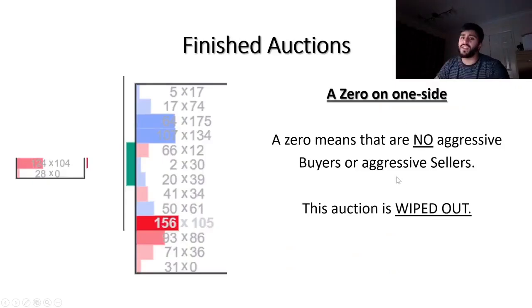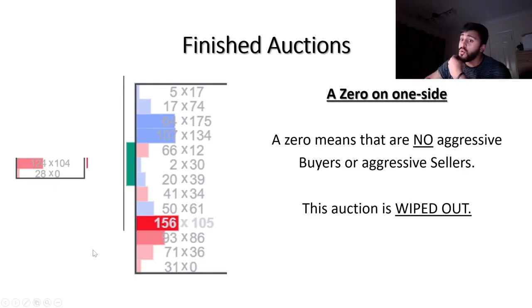And last but not least, finished auction. So I briefly said earlier that there's a bid and the ask. Now, when there's a zero on one side, what this represents is that the auction has been wiped out and there are no aggressive buyers or sellers at that point. So if we look over here, we see 28 for zero.